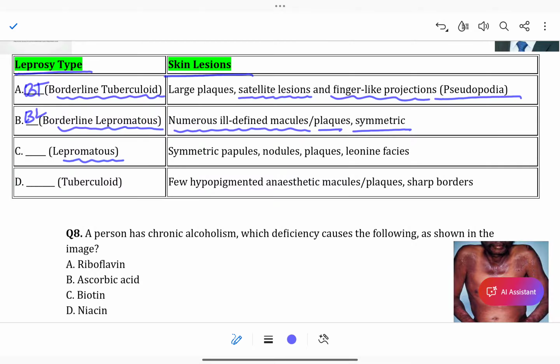Option C is lepromatous: symmetric papules, nodules, plaques, and leonine face. So this is lepromatous, LL. And the last one is tuberculoid: a few hypopigmented anesthetic macules, plaques, sharp borders. So this is tuberculoid, TT.